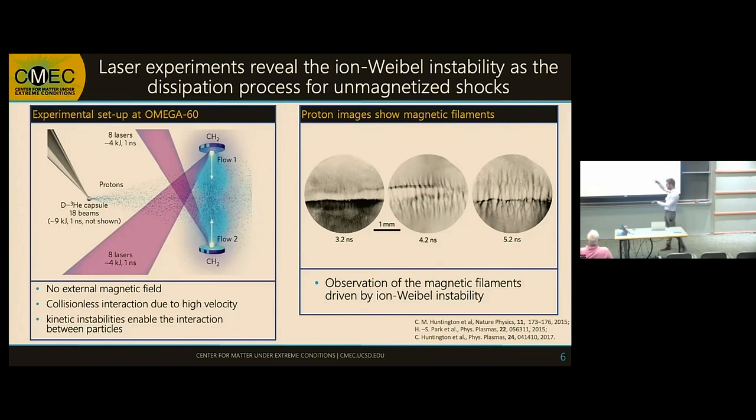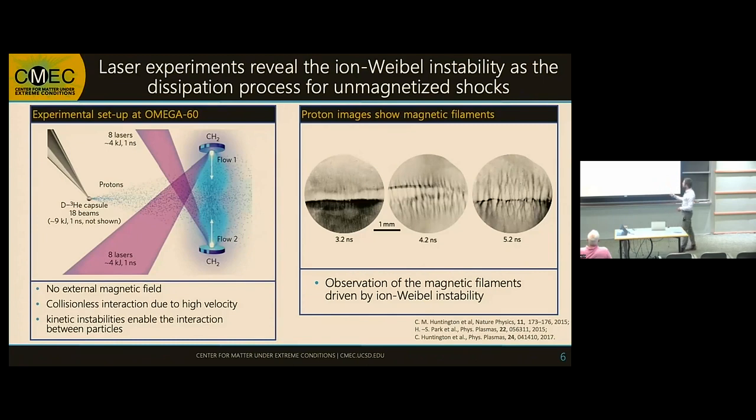You have two foils facing each other. You irradiate each of those foils with a high power laser. It will produce high velocity plasma flows that will interact with each other and interpenetrate. Due to the high velocity, the interaction between the ions is basically collisionless, so you need a micro-instability to enable the interaction between those particles.